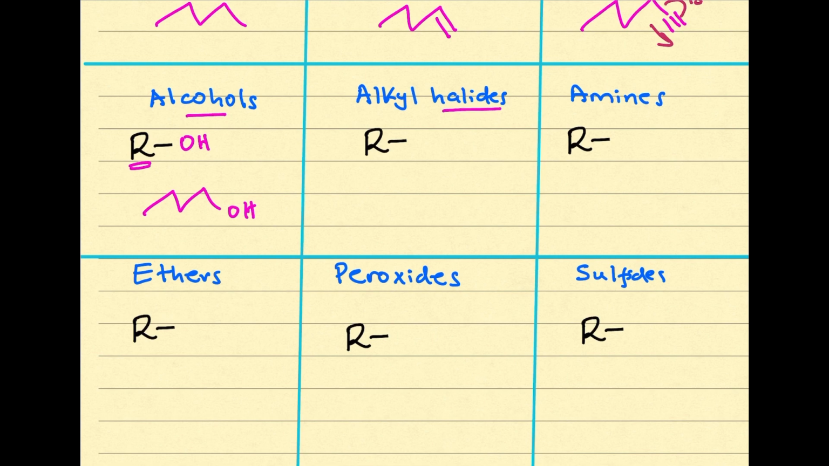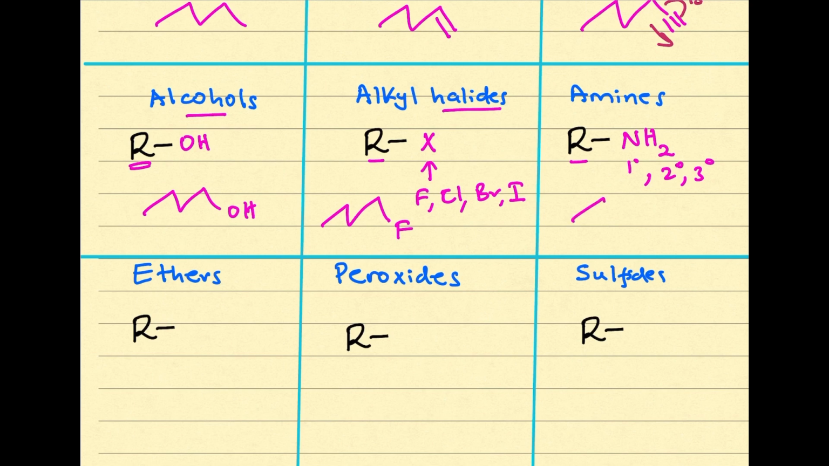Alkyl halides have an alkyl group with a halogen. Remember, the halogen can be fluorine, chlorine, bromine, or iodine. So alkyl halides. An example of that would be something like this. Amines have an alkyl group with a nitrogen with 2 hydrogens, or nitrogen with 2 alkyl groups, or nitrogen with 3 alkyl groups. So this one here will be a primary amine, but you can also have secondary or tertiary amines.